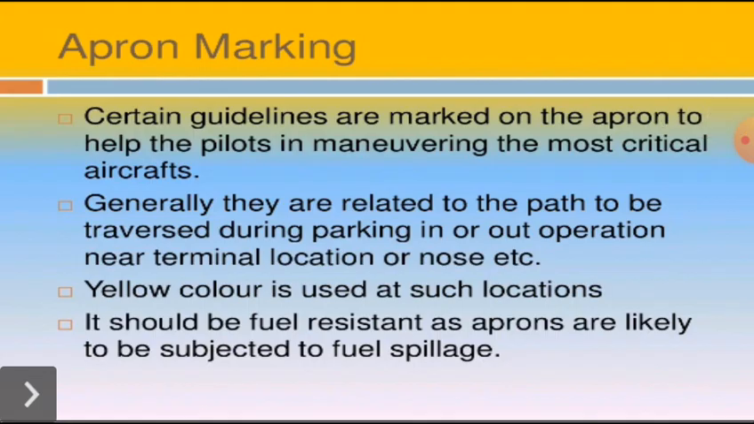First, apron marking. Certain guidelines are marked on the apron to help the pilots in maneuvering the most critical aircraft. Generally, they are related to the path to be traversed during parking in or out operation near terminal location or node, etc. Yellow color is used at such locations and it should be fuel resistant as aprons are likely to be subjected to fuel spillage.